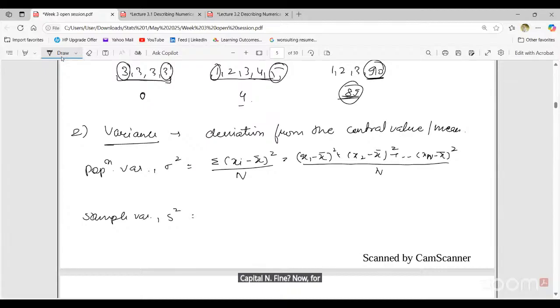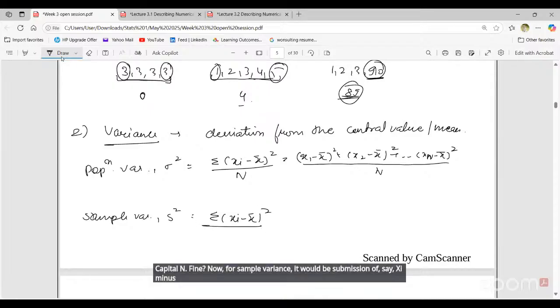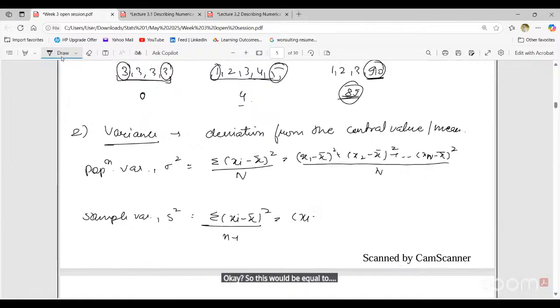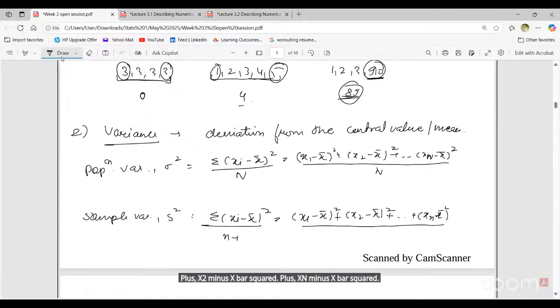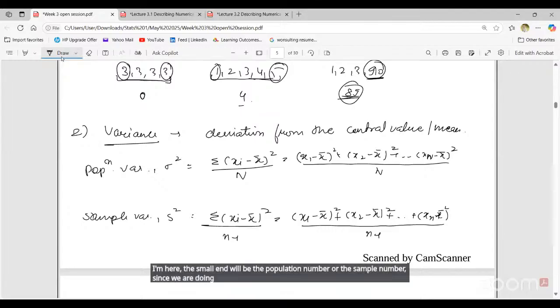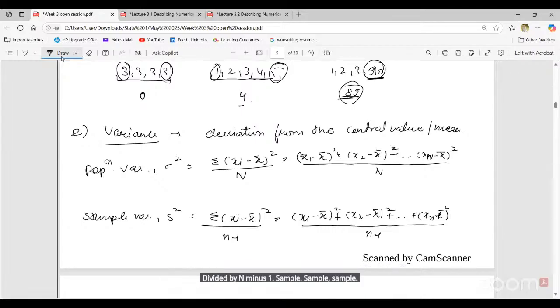For the sample variance, it would be the summation of the same xi minus x bar whole square divided by n minus 1. So this would be (x1 minus x bar) square plus (x2 minus x bar) square plus up to (xn minus x bar) square, divided by n minus 1. Small n is the sample number, since we are doing the sample, we are doing n minus 1.